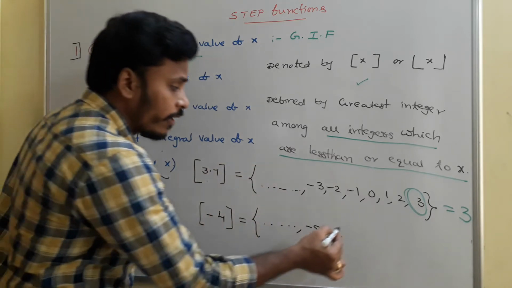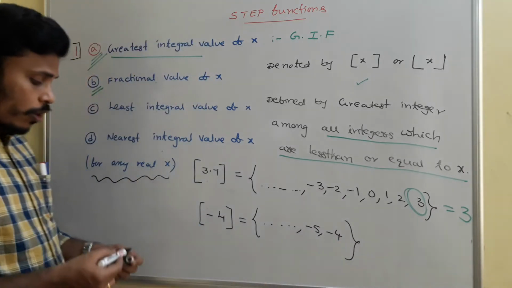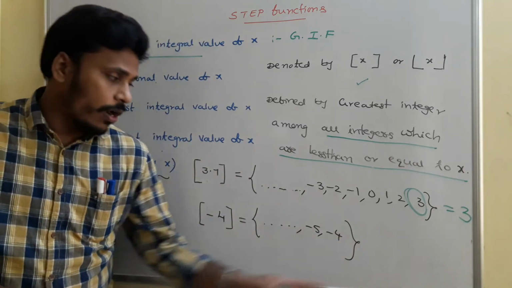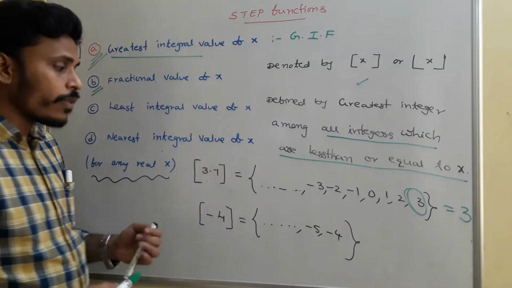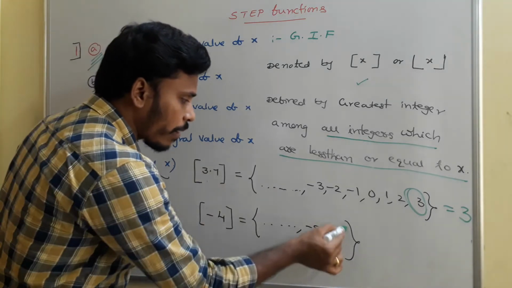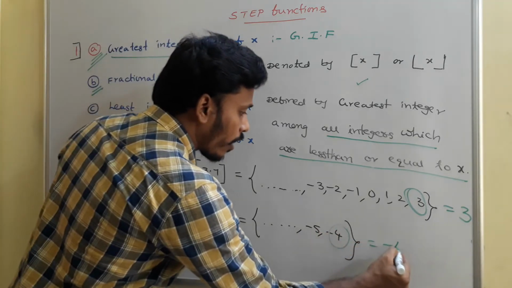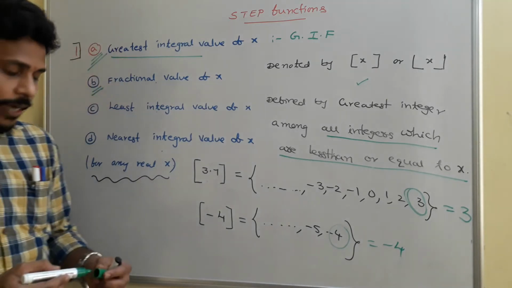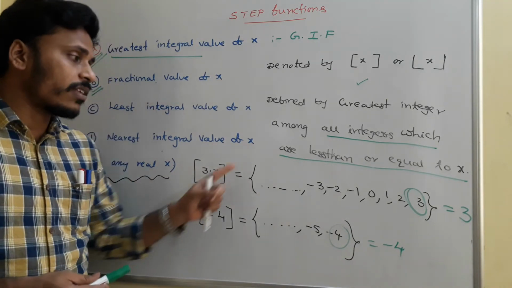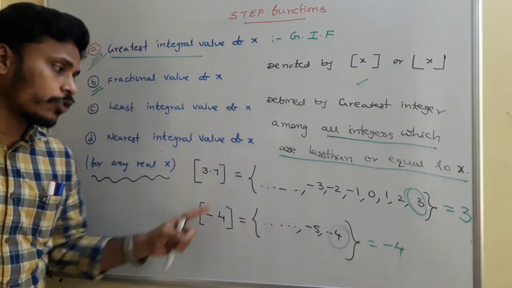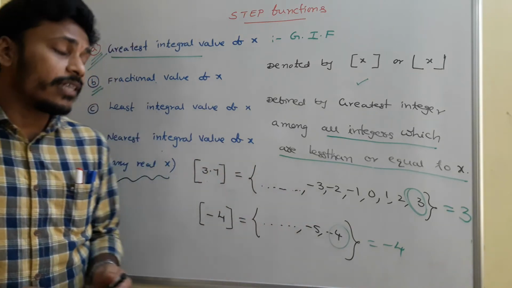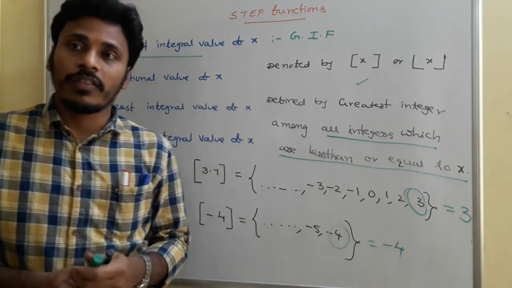But what we need is all the integers which are less than or equal to -4, and these are all such integers. Among all those integers, -4 is the greatest, and your answer is -4. So at the end, step of 3.7 is 3 and step of -4 is -4. Just pay your attention to the definition.